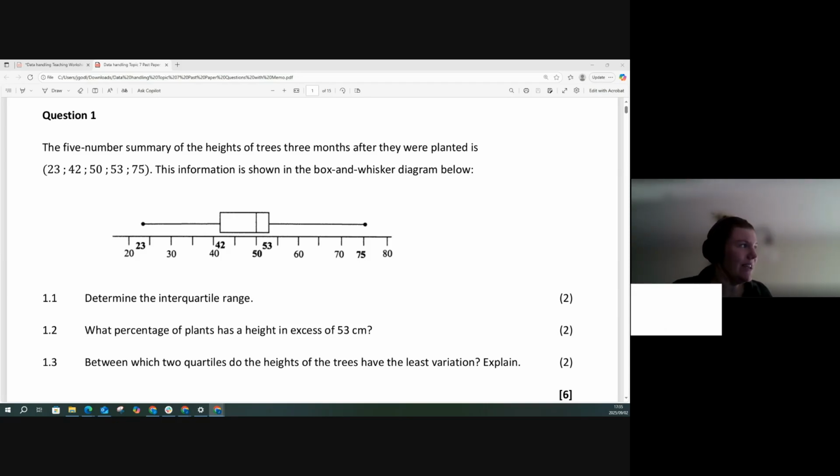First thing that you are looking at over here, you have a 5-number summary of the heights of trees 3 months after they were planted. And here are our happy little heights over here. And it has been shown to us in a box and whisker diagram below. So question 1.1, determine the interquartile range.